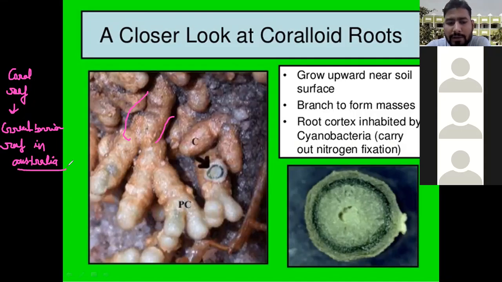So coral reef is basically formed from coelenterates. Why have we given the name coralloid? Because this structure is looking like the coral. So that's why they have given the name coralloid root. They grow upward near the soil surface, branch to form masses, and the root cortex is inhabited by cyanobacteria. Very, very important: cyanobacteria in coralloid root, not bacteria. I saw most of the time students get confused between bacteria and cyanobacteria. You have to learn only the cyanobacteria which is found in the coralloid root.